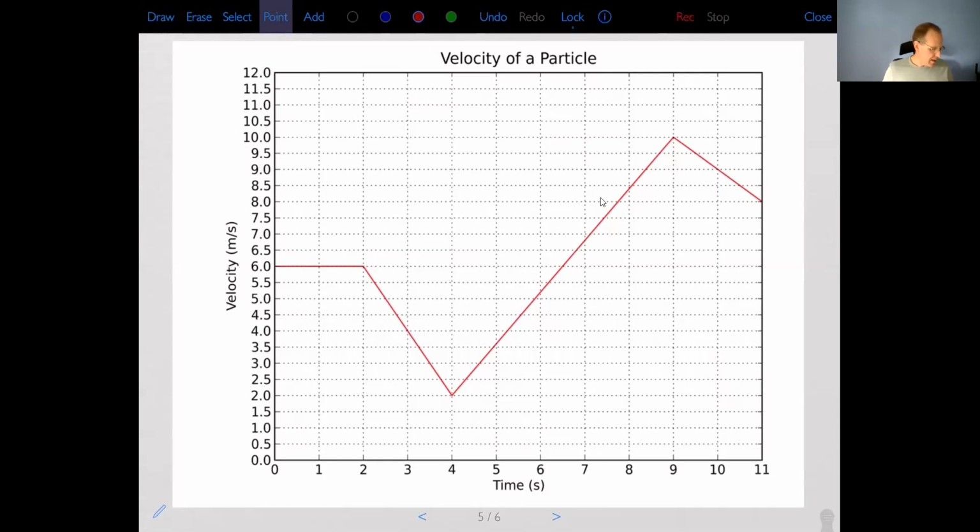So that kind of answers the next questions, right? During which time interval is the velocity of the particle negative? Never in this example, right, with this graph. And is the particle ever at rest? No, never in this graph, because it'd have to go down to 0 to be at rest.